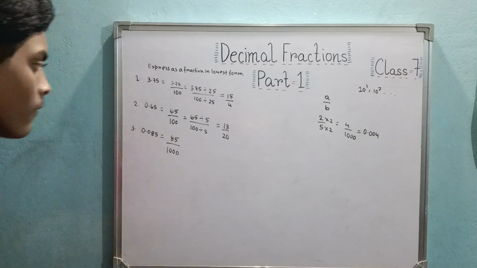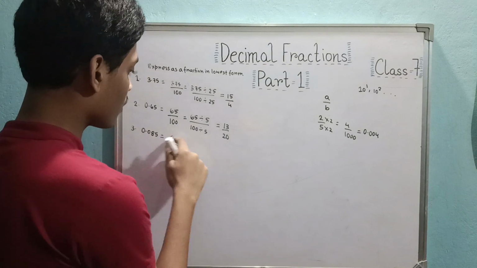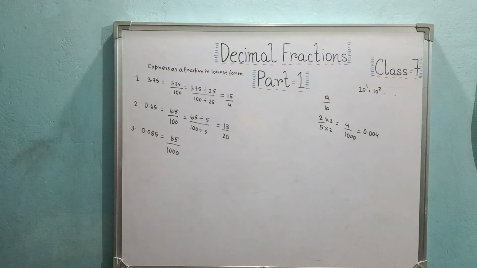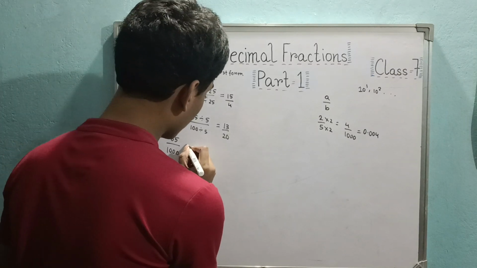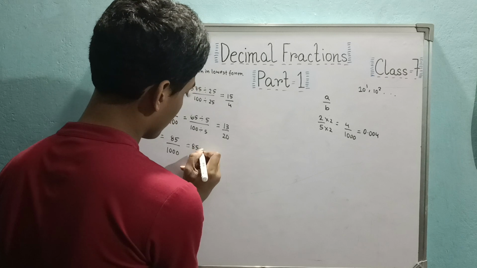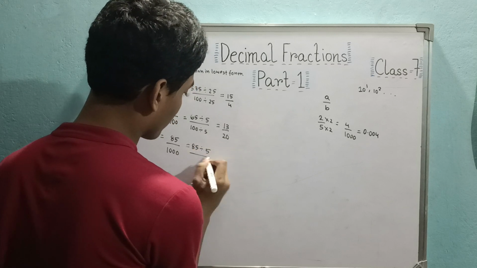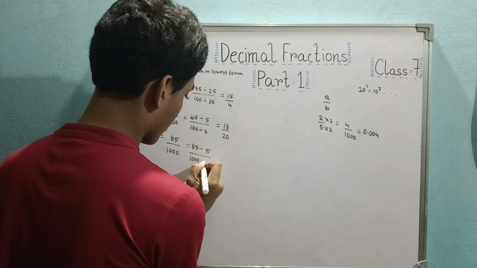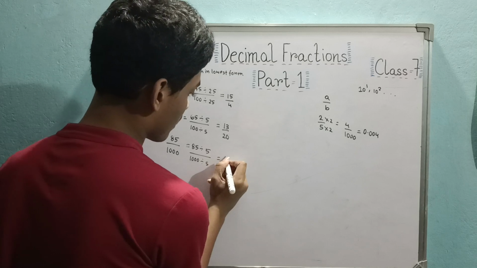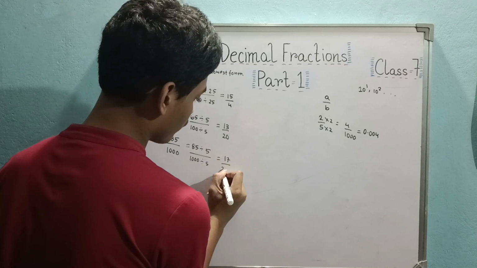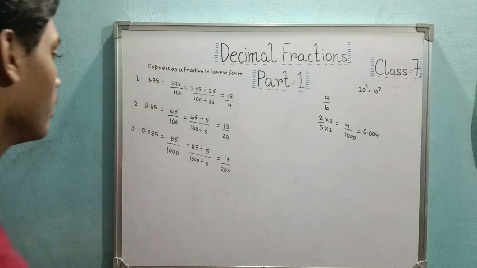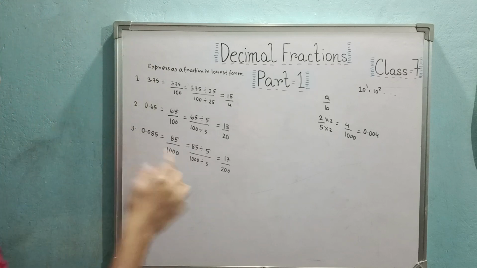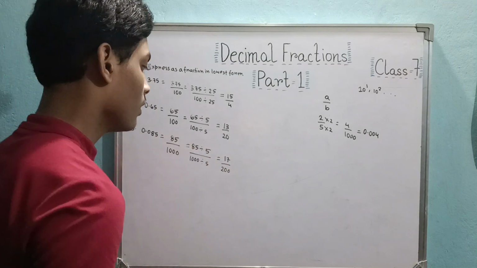So 0.085. Now, again the highest common factor of 85 and 1000 is 5. Okay. So equal to 85 by 5 divided by 1000 by 5. Equal to 85 by 5 is 17. 1000 by 5 is 200. Game over.